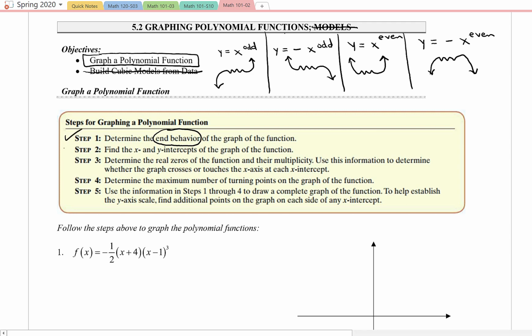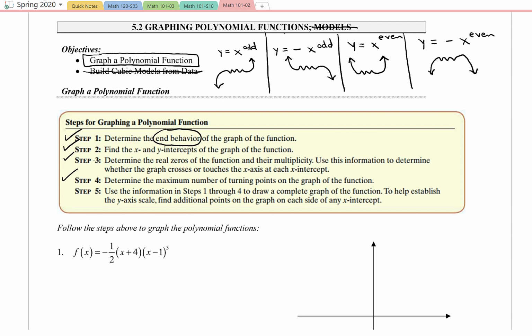All right. For these other steps, we did step 1. Step 2, find the x and y intercepts of the graph of the function. You guys know how to do that. Step 3, determine the real zeros of the function and their multiplicity and use this information to determine whether the graph crosses or touches the x-axis at each x-intercept. You know how to do that. We did that in 5.1. Step 4, determine the maximum number of turning points of the graph of the function. We did that in 5.1. You guys know how to do that.